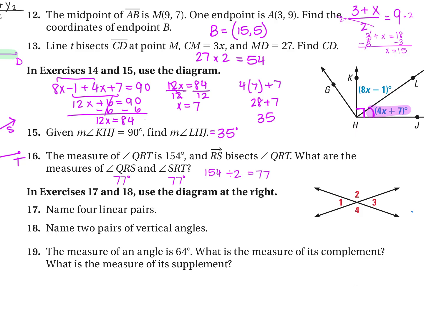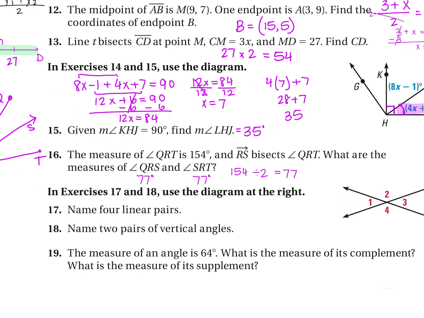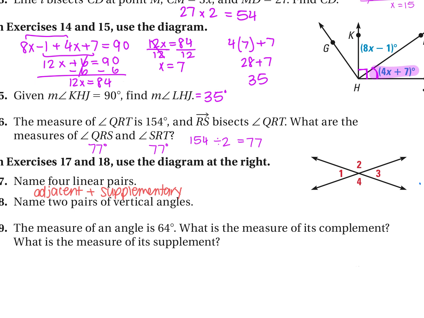Name 4 linear pairs. If you forgot what linear pairs are, they mean that they are adjacent and supplementary. So if you forgot what adjacent means, it just means they're next to each other and they add to equal 180. So looking at this diagram, okay, next to each other, I have angle 1 and angle 2. I have angle 2 and angle 3. I have angle 3 and angle 4. And the last one, I have angle 4 and angle 1.